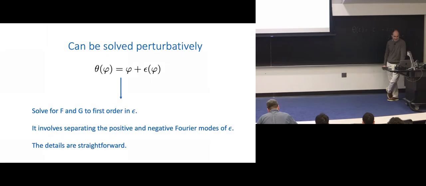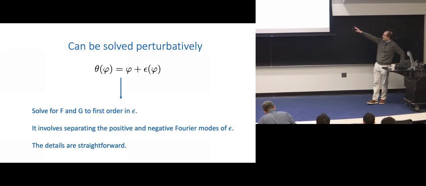In general, we don't know the general solution, but it can be solved perturbatively. So we take theta equal to phi plus epsilon of phi, plug it into those formulas, and solve it order by order in epsilon. It's enough to solve for f and g to first order in epsilon. It's very simple, so I won't show it. It just involves separating the positive and negative Fourier modes of epsilon and assigning some to f, some to g. It's very straightforward.